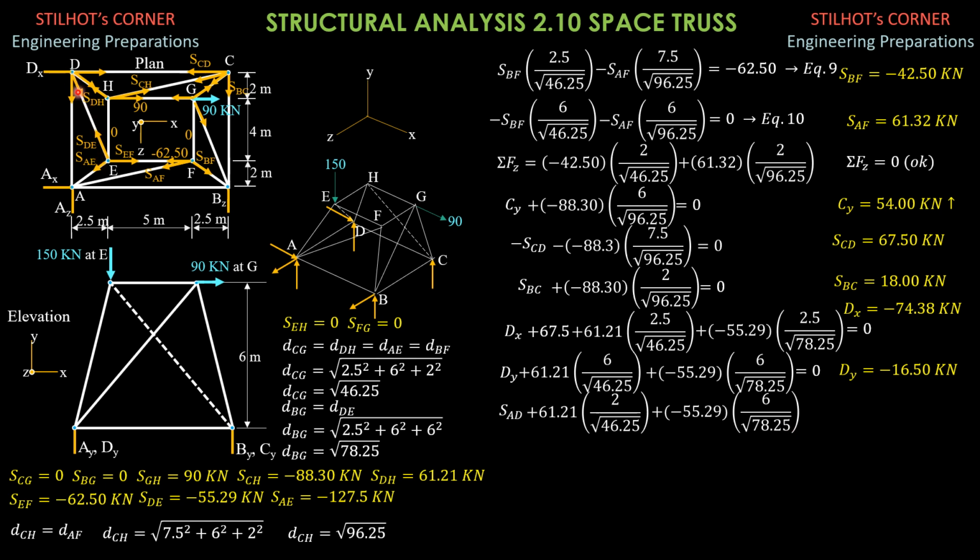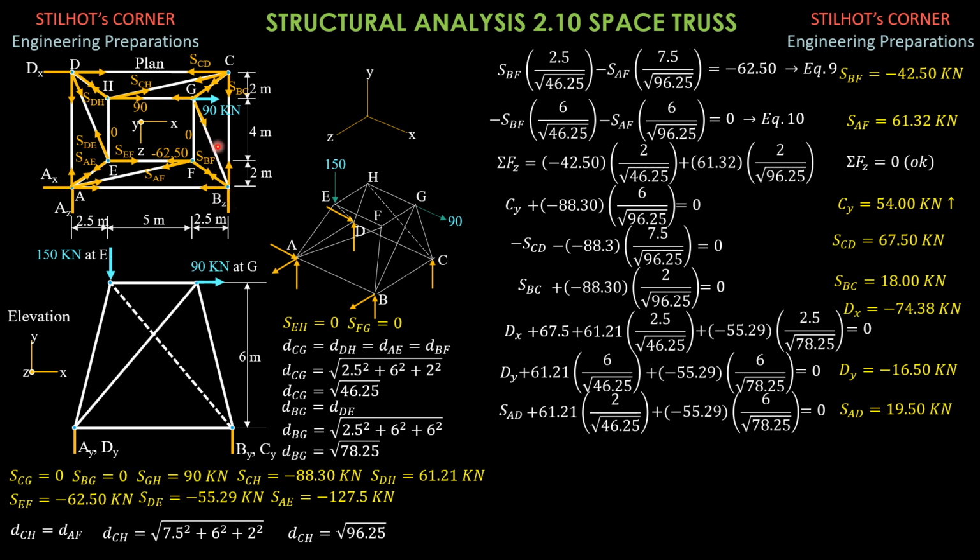Z component of distance of DE is also 6, then equals 0. So from there, we can solve SAD, and it is equal to 19.5 kilonewtons. We then proceed to joint B. Let's prepare A first, but we cannot solve AX there because we don't know AB yet. So we proceed to joint B to solve for AB as shown.